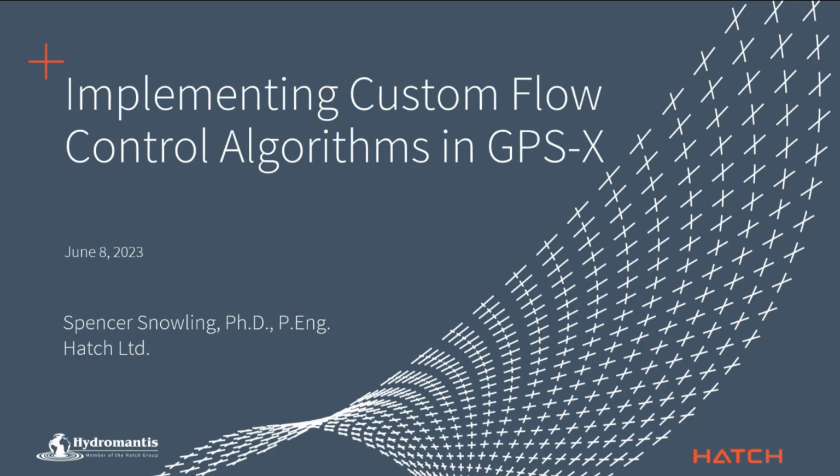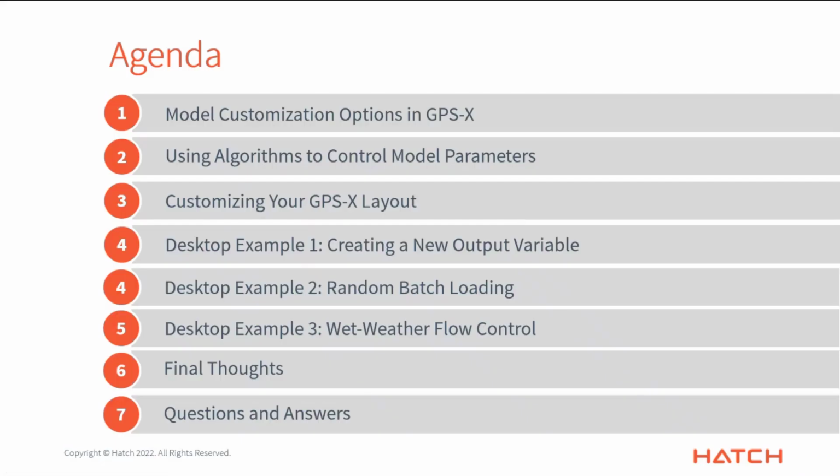And today we're going to talk about what I guess I would call maybe one of the more advanced features that's available in GPSX, which is the ability to customize your GPSX model, to add your own code and your own calculations to a GPSX layout and build that all into the model when you run it, and then have it interact with the model in a very open source kind of way. So it can be used for a wide number of things, as you'll see shortly, but I'm going to focus today on flow control, because it tends to be a good example, but certainly there's a lot of other things that you could use it for as well.